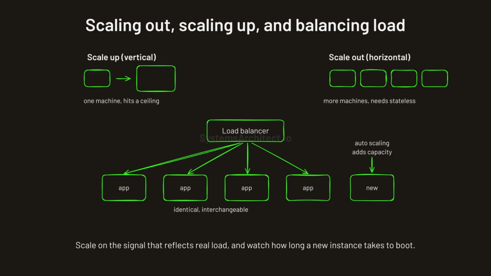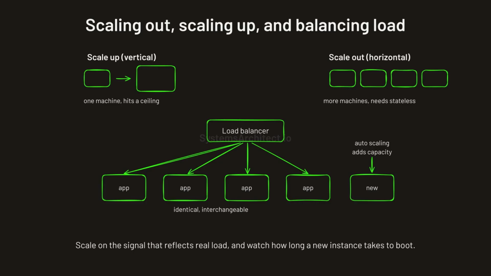Scaling comes in two directions, and cloud design strongly favors one of them. Vertical scaling means a bigger machine, it needs no code changes, and eventually hits a ceiling. Horizontal scaling means more machines. It has no practical ceiling, but requires a stateless application. Stateless means any instance can serve any request, so session data lives in a cache rather than local memory.